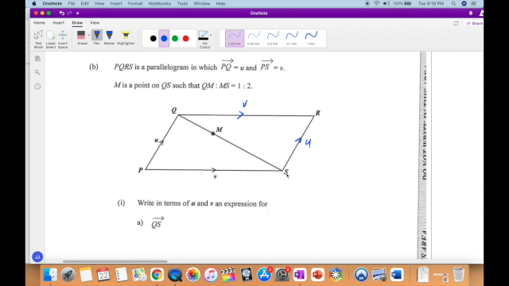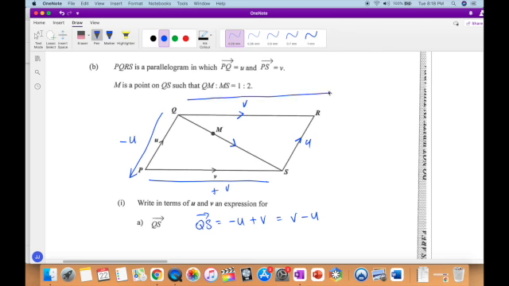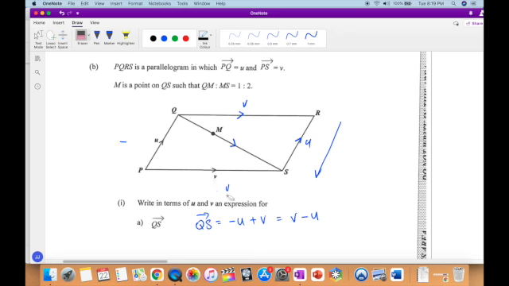So QS means that I'm going from Q to S. If I'm going from Q to S, I could drive down here, which is minus U, because going up is plus U. Then drive this side, which is plus V. So Q to S is equal to minus U plus V, or V minus U. You can see here, if you take this road, you'll get plus V minus U as well. You can take either road to get there, right?